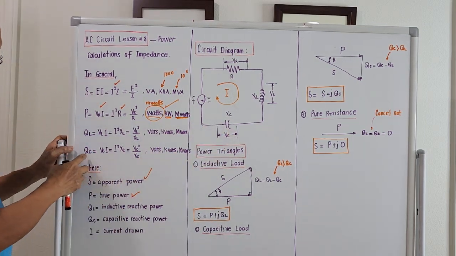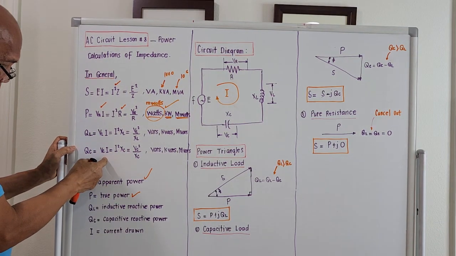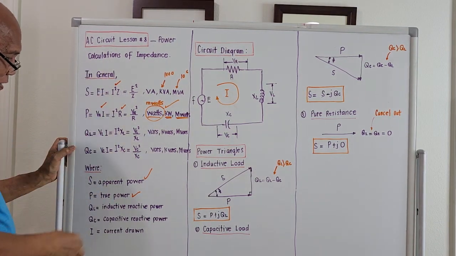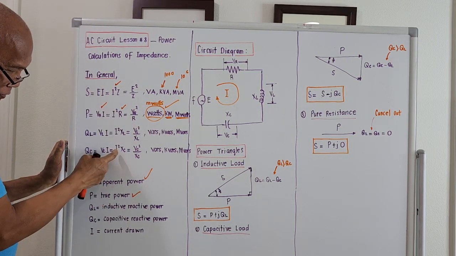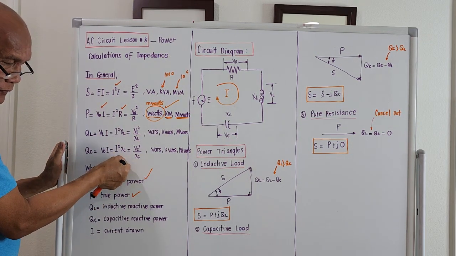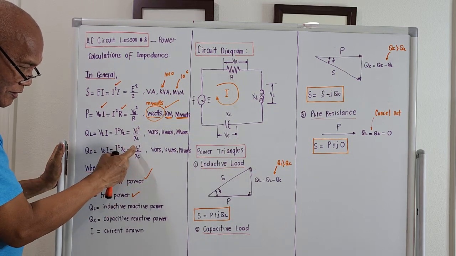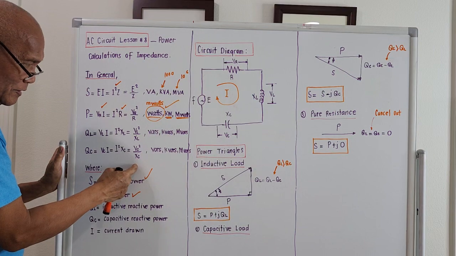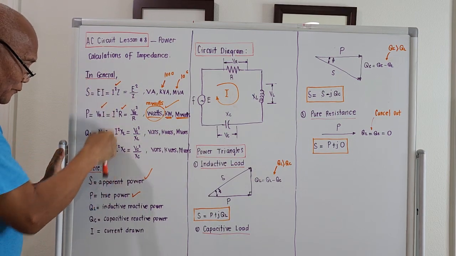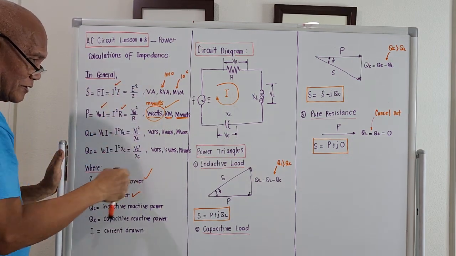So if we try to compute for Q sub C, this first column here looks similar. It should be V sub C times I. Next column, it will be the square of the current times X sub C. The third one will be the square of the voltage across the capacitance over X sub C. This looks similar, this looks similar, then this looks similar.